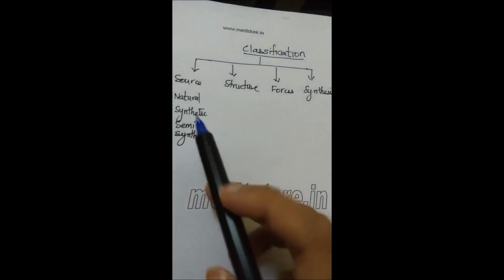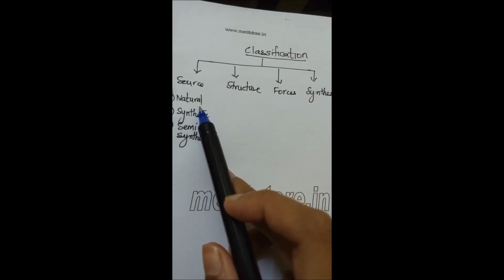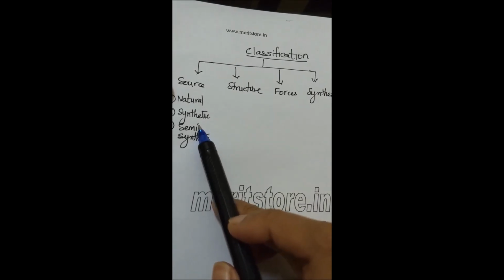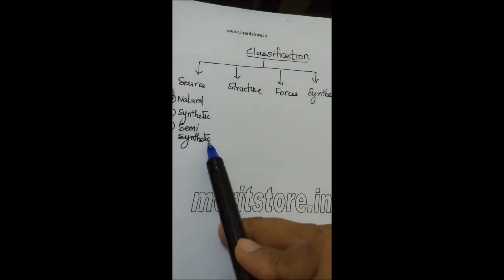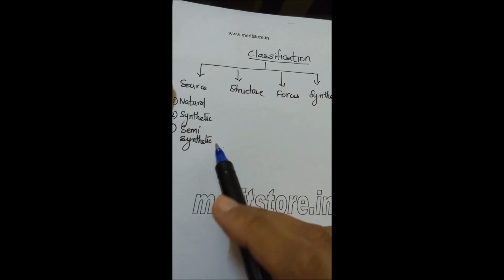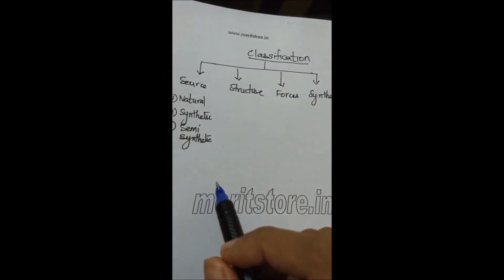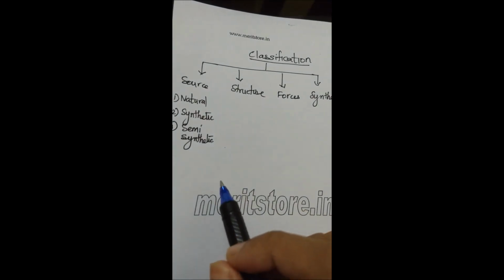As the name suggests, natural polymers are obtained from nature. An example is starch. Synthetic polymers are obtained in the laboratory. They are called man-made polymers. Examples are rubber, Teflon, terylene, etc. Semi-synthetic polymers are those which are derived from naturally occurring polymers by chemical modifications. An example would be vulcanized rubber. To make rubber harder, sulfur is added to rubber. This process is called vulcanization.